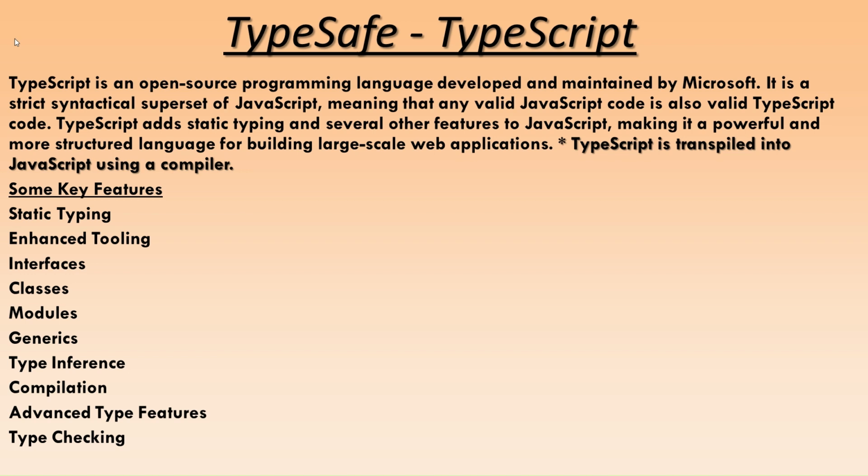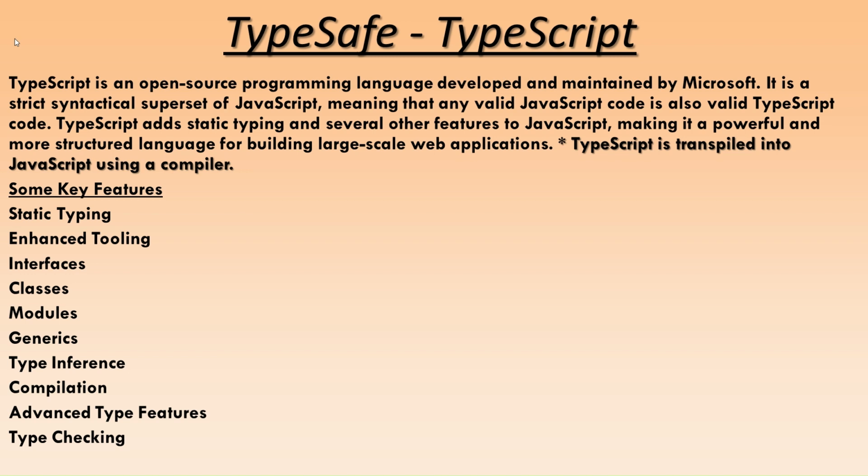So some key features of TypeScript are static typing, enhanced tooling, interfaces, classes, modules, generics, type inference, compilation, advanced type features, type checking. And so these are the features of TypeScript. Now, understanding a few of them, what is static typing? So one of the primary features of TypeScript is static typing.